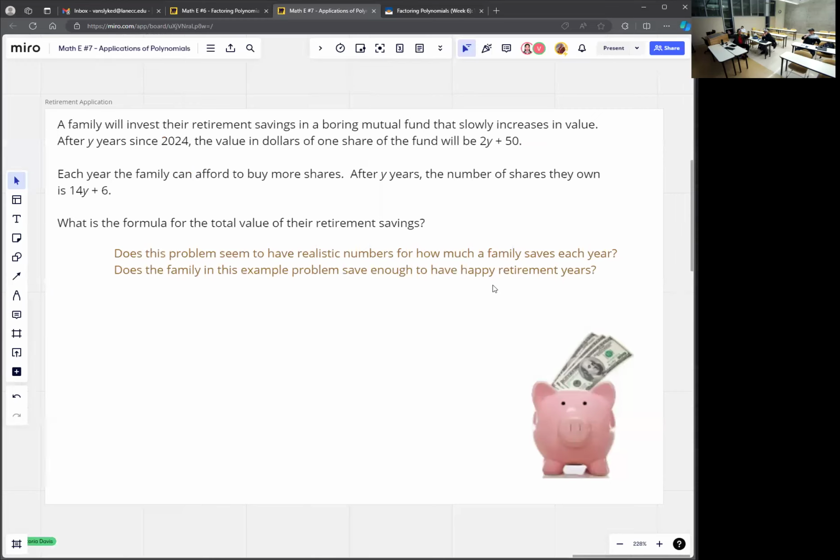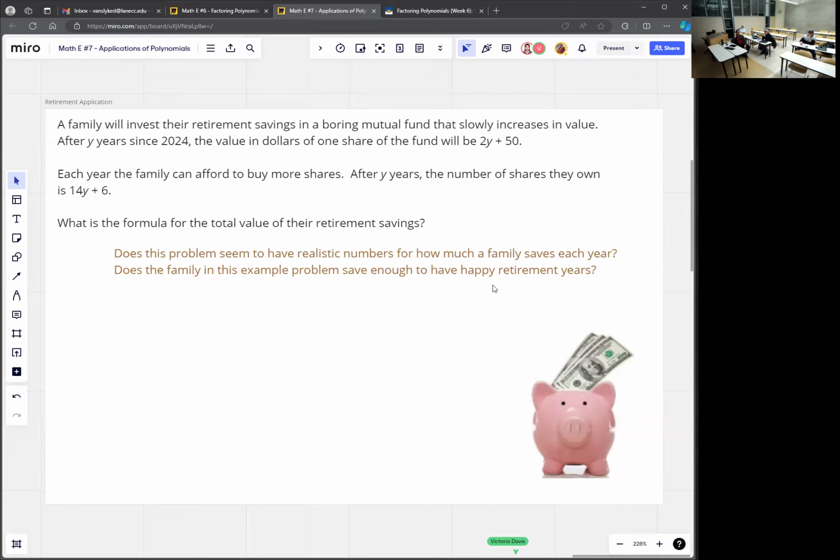Everyone can read that, big enough font. A family will invest their retirement savings in a boring mutual fund that slowly increases in value. If we let Y be how many years happened since today, since 2024, then the value in dollars of one share is 2Y plus 50.